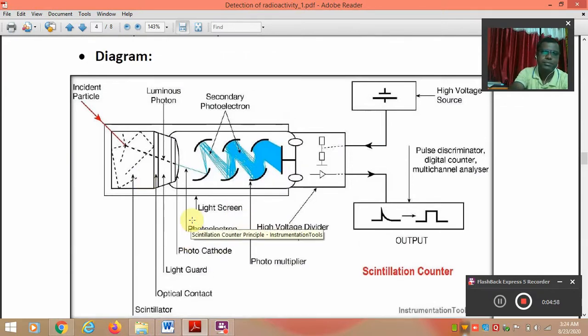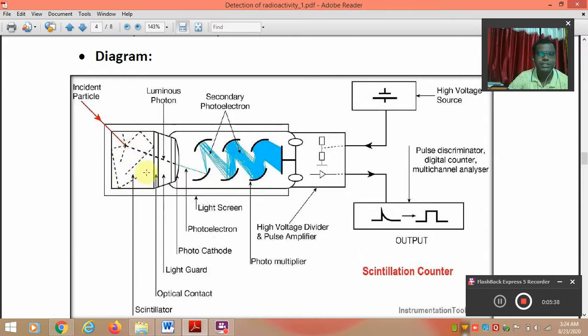In order to discuss the construction or experimental setup of this scintillation counter, it is necessary to know the different components of the scintillation counter. In the principle we have read one term, phosphor. What is phosphor, we will discuss. But first of all, I would like to tell you the various components of the scintillation counter. The first component is the phosphor, in which the material, which may be organic, solid, liquid, or inorganic, is kept.